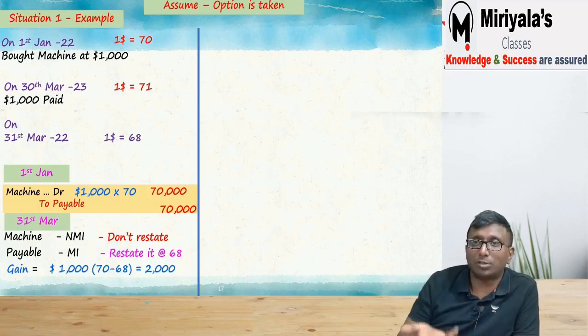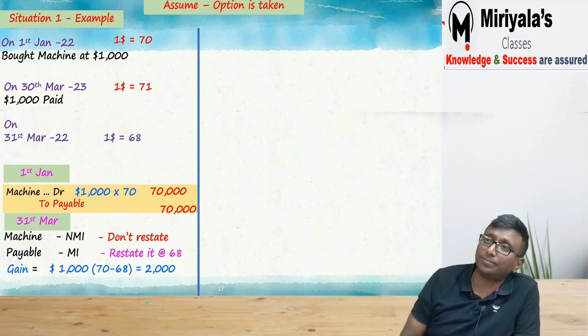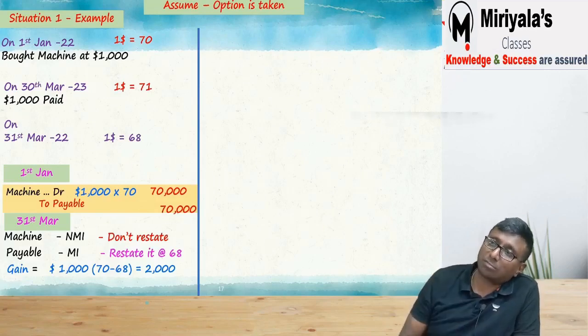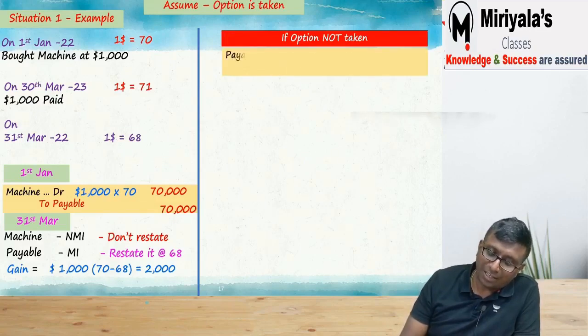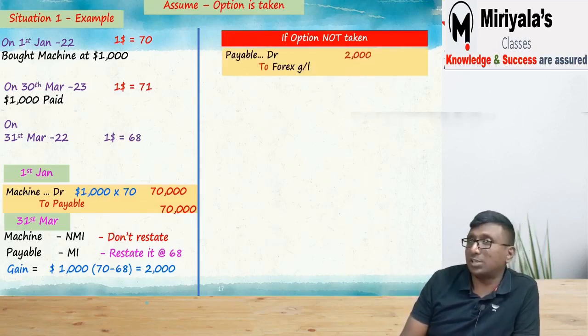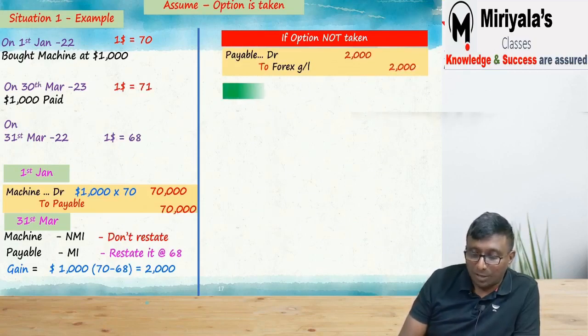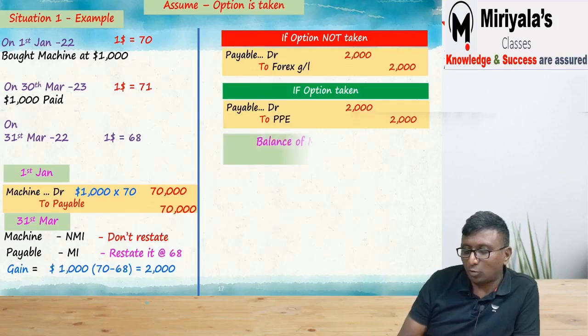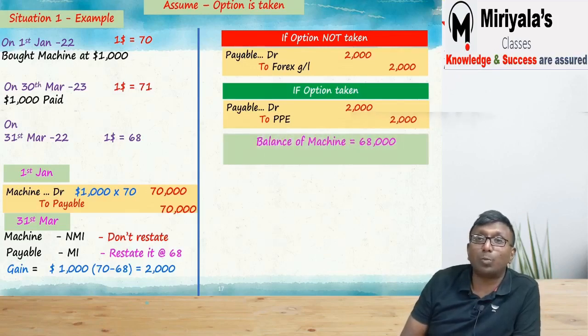Payable account debit to foreign exchange gain or loss normally. But if you had taken the option, payable account debit to fixed asset or PPE, machine, something like that. If the option is not taken, you would have recorded it to foreign exchange gain or loss account, which should have been transferred to P&L. But if you had taken the option, this is the entry 2002. I mean payable to PPE, in place of P&L, PPE will come.